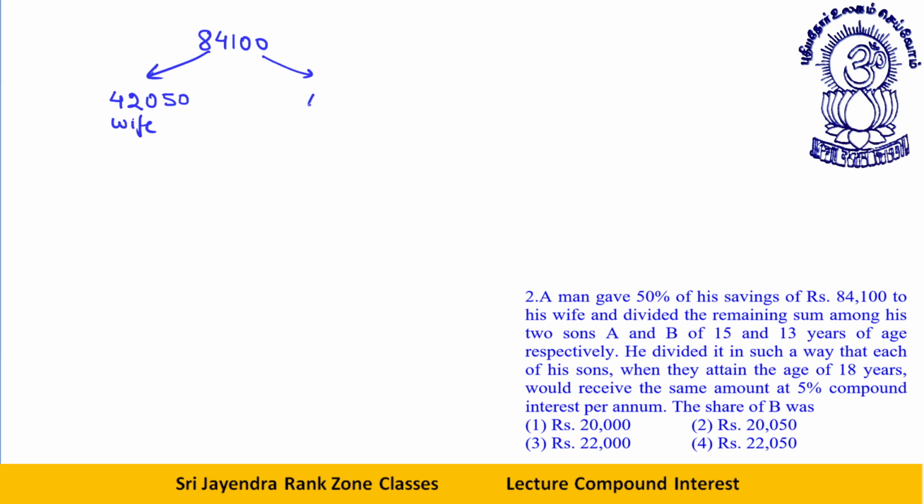Now the remaining 42050 goes to two sons. This is further divided, to two sons A and B, of 15 and 13 years of age respectively. He divided it in such a way that each of his sons, when they attain the age of 18 years, would receive the same amount at 5% compound interest per annum. Same as the previous question.